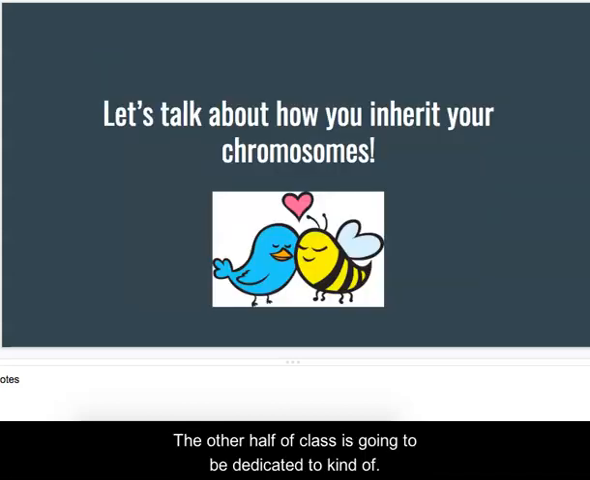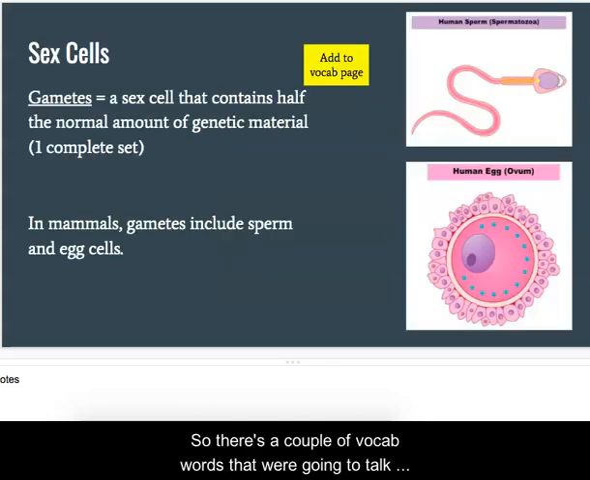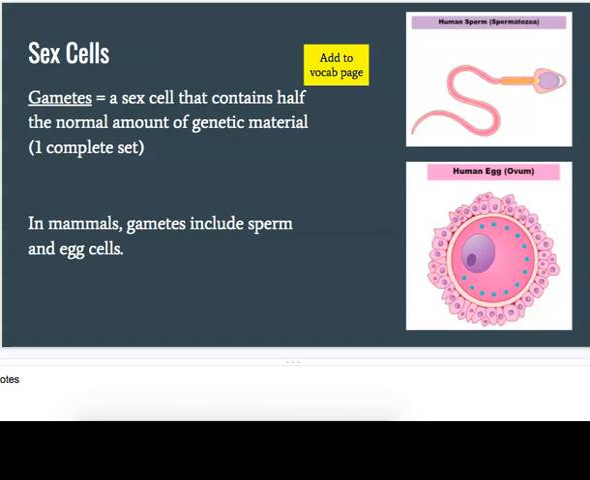The other half of class is going to be dedicated to kind of how you inherit your chromosomes, the birds and the bees, so to speak. So there's a couple of vocab words that we're going to talk about, but we're still going to kind of be pretty big picture. The important thing here is to know that there are things called gametes.